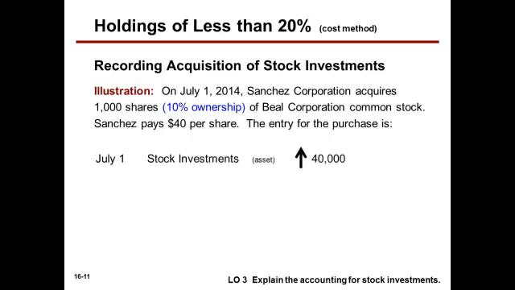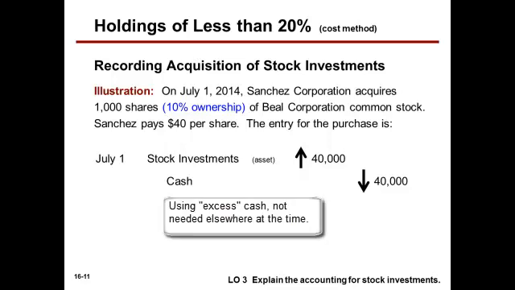Debit stock investments, $40,000, increasing that asset account. Crediting cash, $40,000, decreasing that asset account. So we've just used our temporary cash to buy an investment in another corporation.